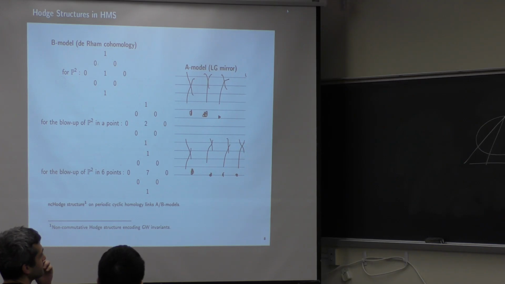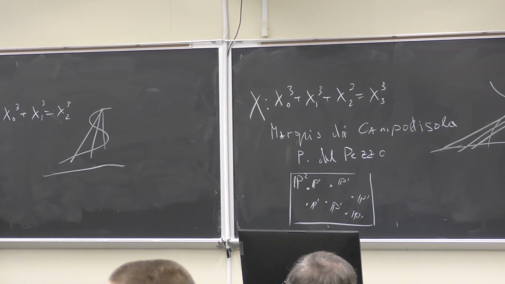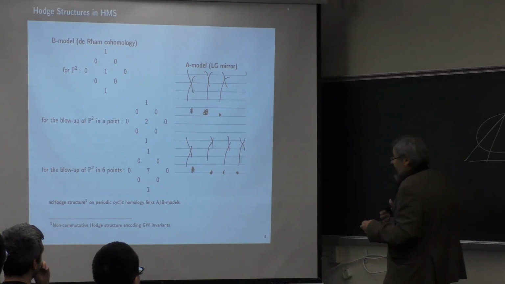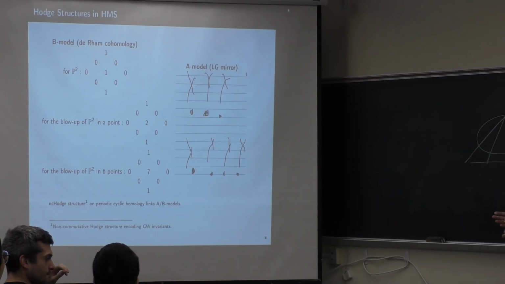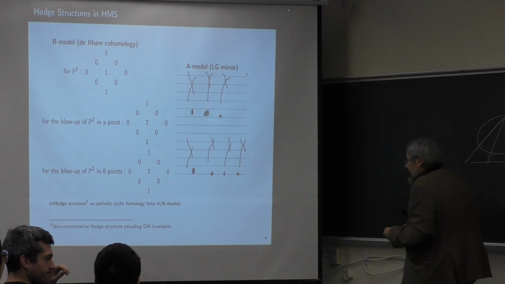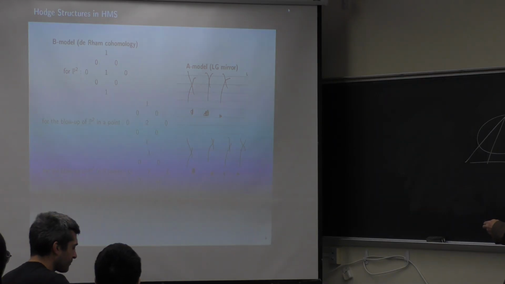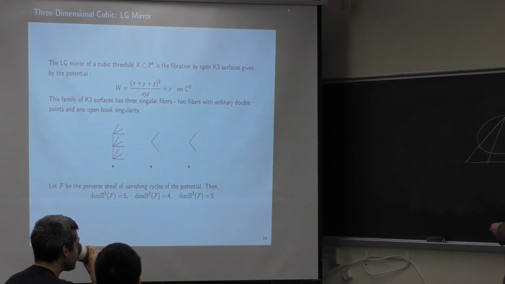So now if I blow up 6 points, as in this example of the two-dimensional cubic, we just add 6 additional singular fibers. So in such a way, once again, birational geometry is translated to a theory of singularities, and that is the main point of this observation by the use of mirror symmetry in this case. So now we can go a little bit deeper in that direction.